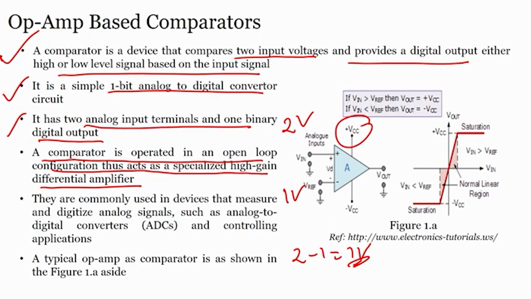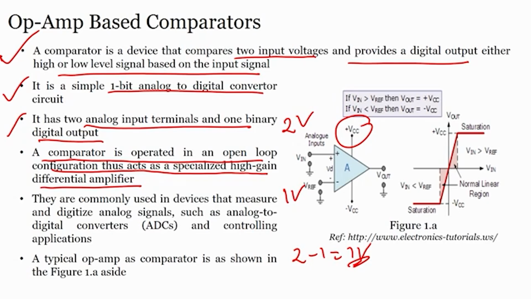So, it is extremely high, that is why we call it a kind of differential amplifier, even though there is no feedback resistor. Because it is an open loop op amp, it has very high gain, alright.